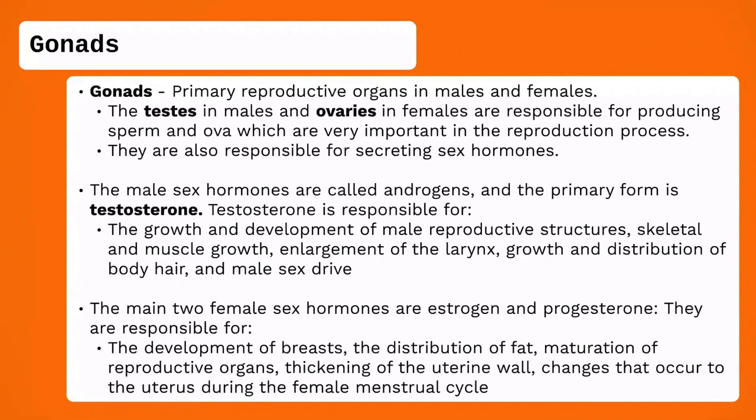The main two female sex hormones are estrogen and progesterone. They are responsible for the development of breasts, the distribution of fat, maturation of reproductive organs, thickening of the uterine wall, changes that occur to the uterus during the female menstrual cycle, among other things.